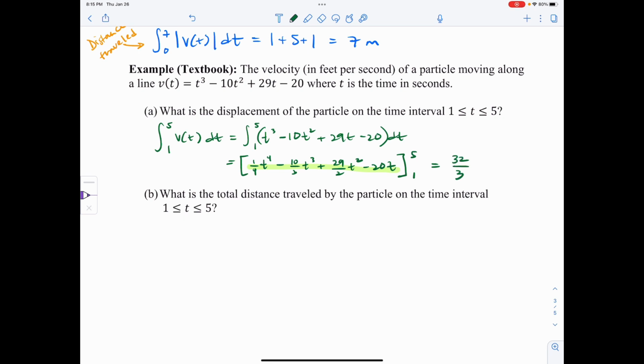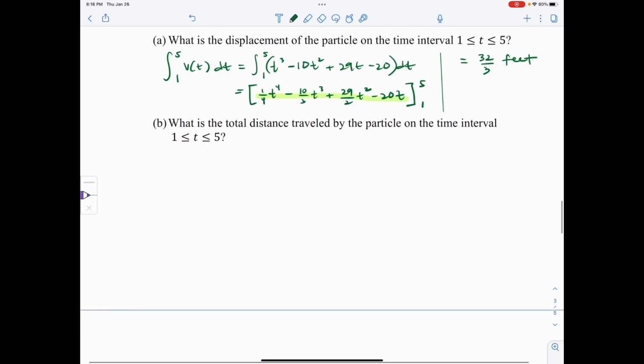Sorry, I should be going down here. I should follow what I tell you guys to do. I'm going to draw a line here and then put equals 32/3, and the units for distance are feet. Okay, so the displacement of the particle on the interval from 1 to 5 seconds is 32/3 feet, or 10 2/3 feet.